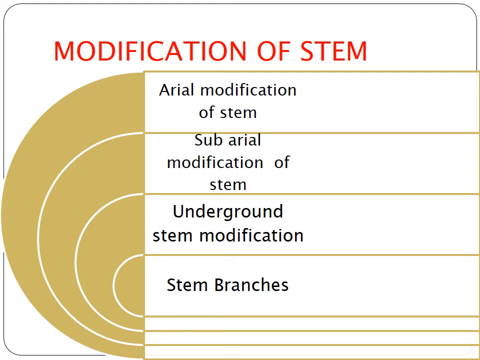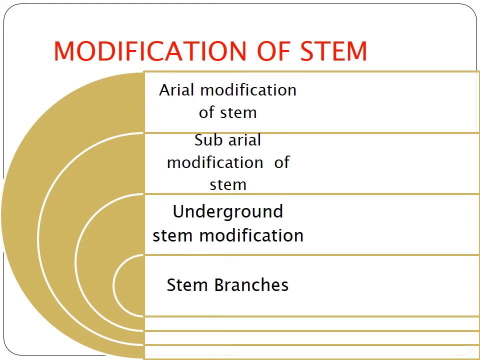What is that? Underground stem modification, then resume growth during the favorable condition. Underground stems are not roots because they possess nodes, internodes, scale leaves and buds. Even though it is present underground, it is not called a root. Therefore, the underground stem is not called root.